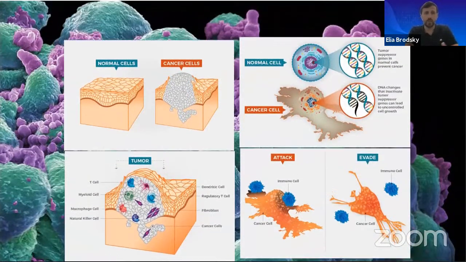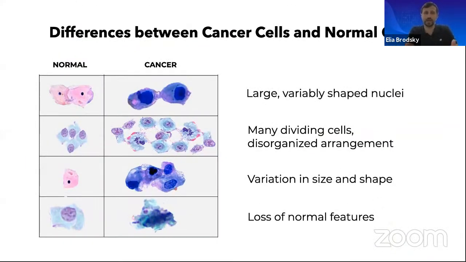When we see these cancer cells, we know that they are very different, right? So how can we describe this difference? One of the ways to describe them is using phenotypic data, or phenotype. We can look at their morphology, how they look, and try to categorize them. For example, they have large, variably shaped nuclei. They have many dividing cells that are disorganized, and they're not arranged in the same structure as a tissue.